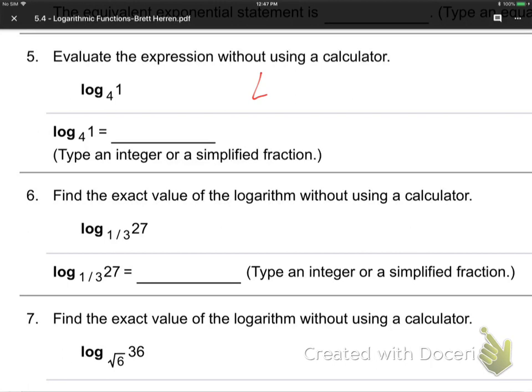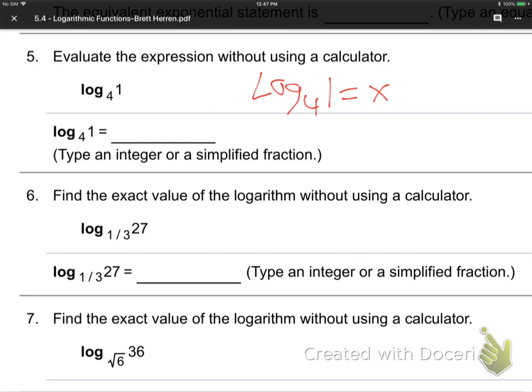Okay, so log base 4 of 1. Now, notice there's no right side this time. They're not giving me anything over there on the right side. So just call it x. You got to have a right side. So just call it x, and now let's solve the problem.